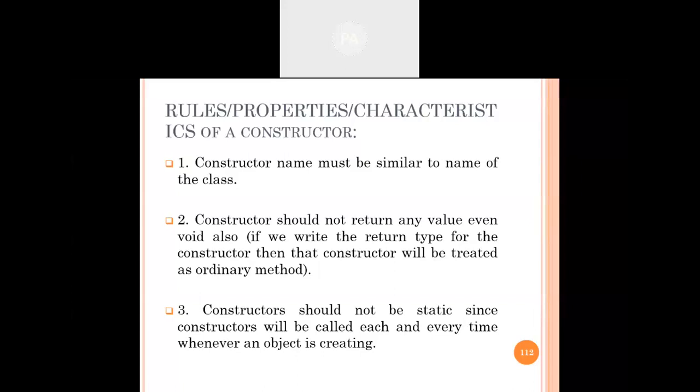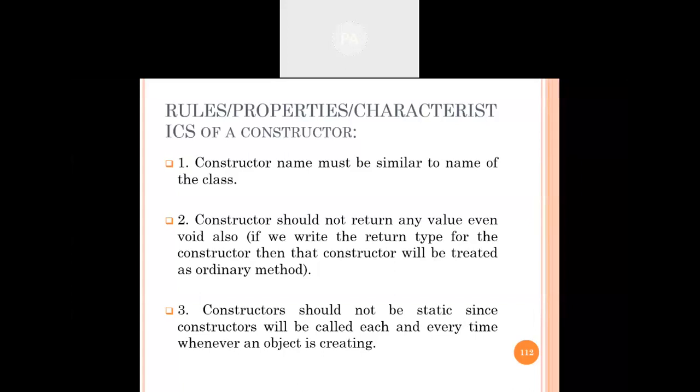So the next question will ask: what is the difference between a normal function and a constructor? In that case we need to specify certain rules. What will be the first one? See, if it is a constructor, its name must be similar to the class name. If our program contains some constructor, how will we identify it? The first rule is the constructor name.